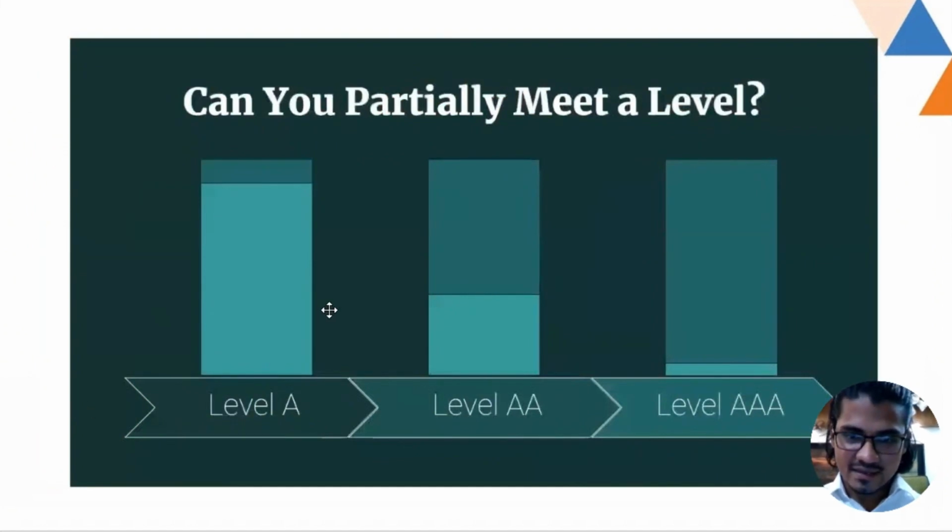I want to ask you guys one small question after listening to my presentation. I'll give you one small quiz. If I'm meeting 90% of level A guidelines, 30% of level double A guidelines, and 20% of level triple A guidelines, which level am I meeting? Does anyone want to answer it? Volunteer for this question.